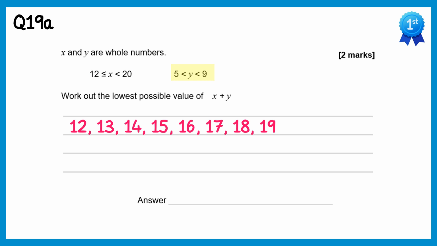For this inequality, it goes from 5 to 9, but it doesn't include 5 or the 9 because it doesn't say less than or equal to. So I'm going to start at 6, so 6, 7, 8, and not 9. Now I need to find the lowest possible value of x plus y. The lowest possible value of x was 12, and the lowest possible value of y was 6, so do 12 add 6, which gets you 18.